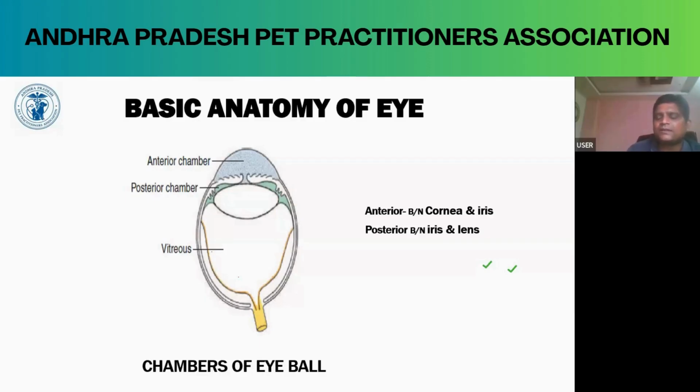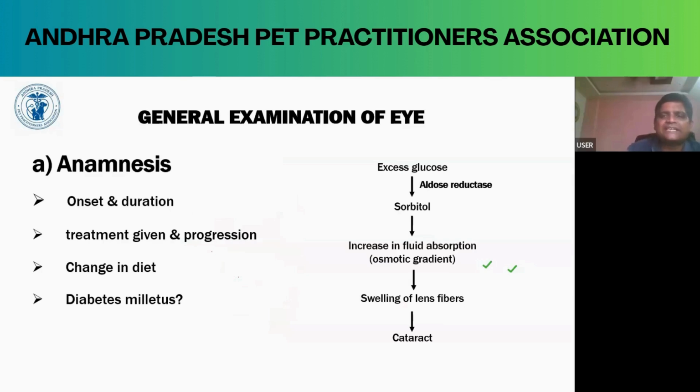So this is the basic anatomy of the eye, which is enough for the general ophthalmic examination. The fundus we will discuss later when we come to that particular topic. Then coming to the general examination of the eye. First of all, whenever a case approaches the doctor, whatever the condition might be, we have to get the anamnesis, that is, the history collection.